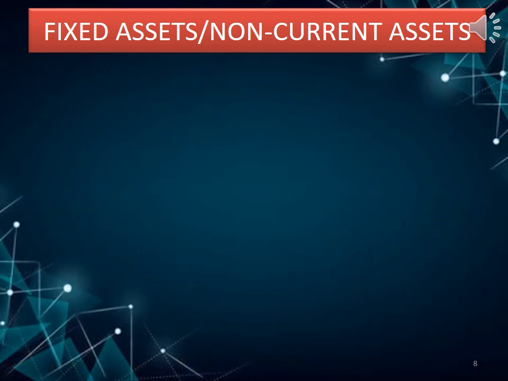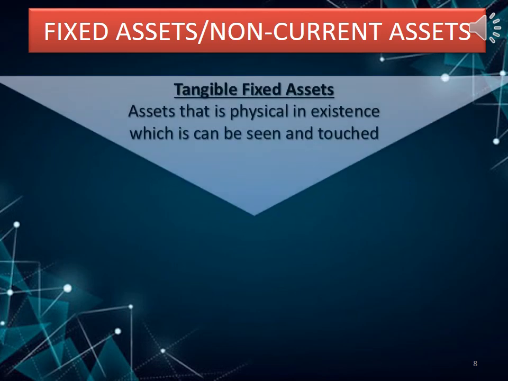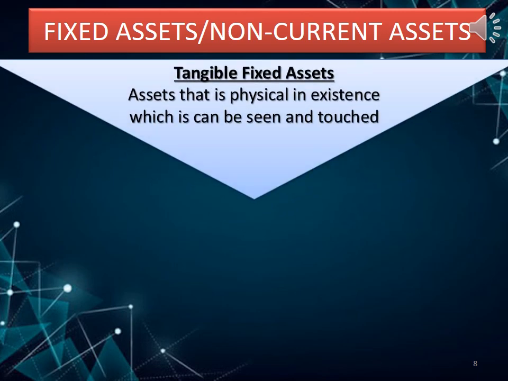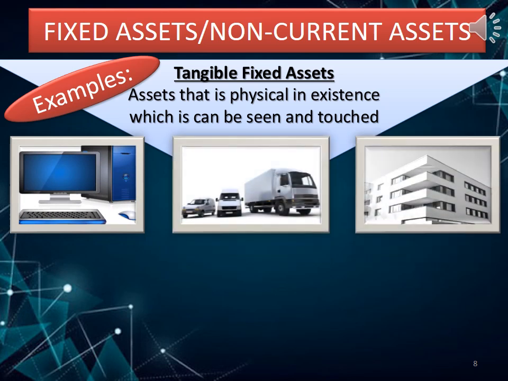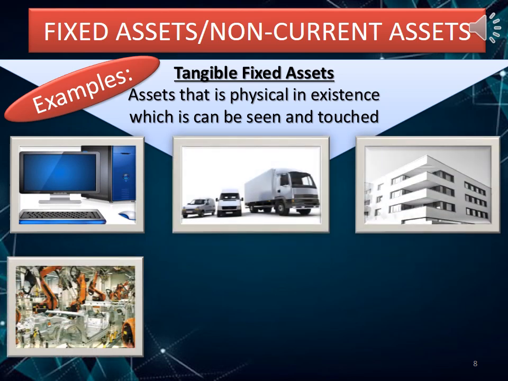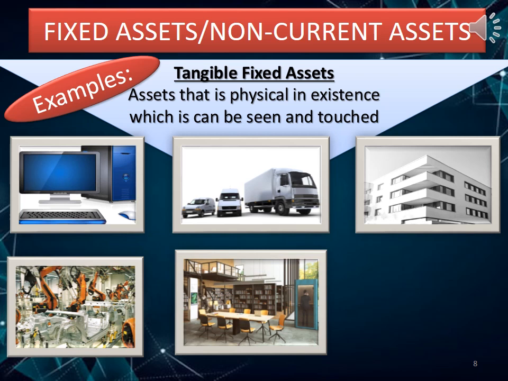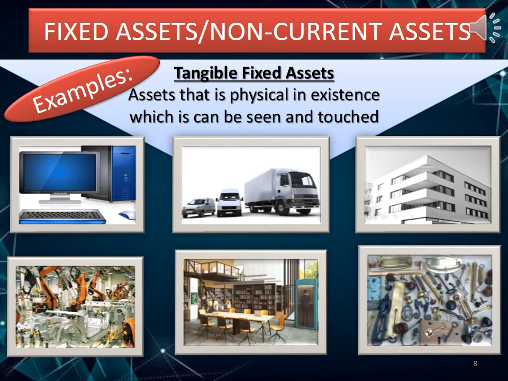The first one, tangible assets. Tangible assets are physical in existence and can be seen and touched. These assets are bought not for resale, but are needed to run the business over an extended period of time. Examples are computers, motor vehicles, land and building, machinery, office furniture and equipment, and fixtures and fittings.